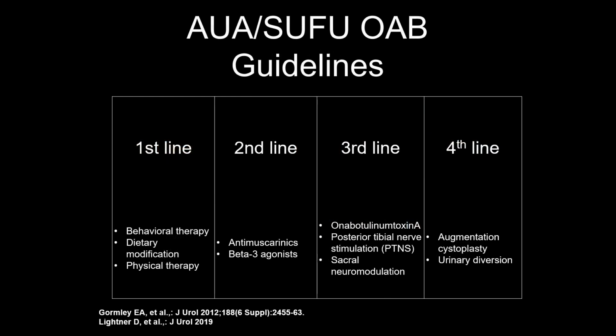Now, the AUA-SUFU OAB guidelines have been updated since the original iteration back in 2012 and now have 4th-line therapy. So 1st line is behavioral therapy, dietary modification, and physical therapy. 2nd line brings in medications, and there's been a lot of discussion about where antimuscarinics fit into our therapies. 3rd-line therapies are what we're going to be focusing mostly on today, and that's neuromodulation either at the posterior tibial nerve or sacral neuromodulation, and onabotulinum toxin, and again, some tips and tricks there. And then 4th line becomes augmentation cystoplasty or urinary diversion.